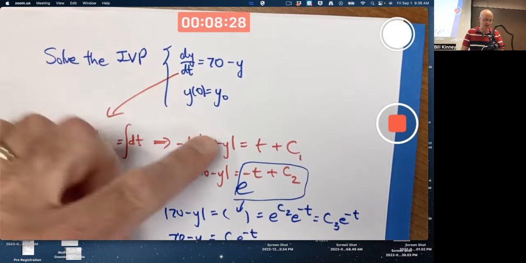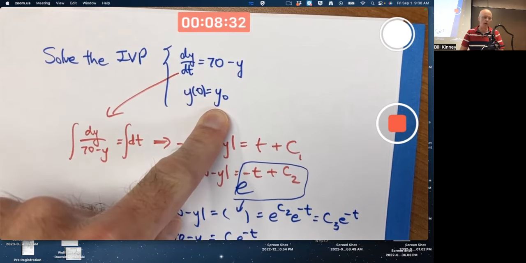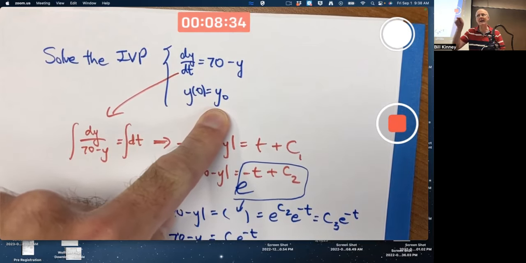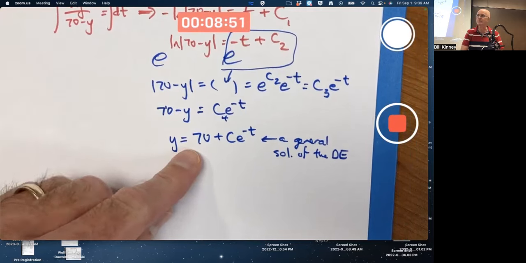But if I have a specific initial condition, like y naught, where I'm saying y naught is something specific, a constant, then I only get one unique solution of the initial value problem. Very important comments here that I'm making. There are infinitely many solutions of the differential equation represented by your general solution.